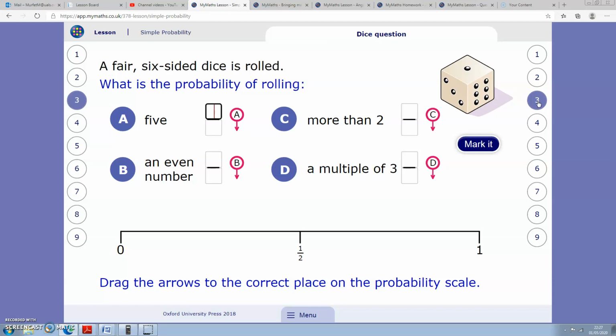A 6-sided dice is rolled. What is the probability of rolling a 5? So there's 6 sides. And how many 5s are on a dice? Well, there's only 1. So there's a 1 in 6 chance.